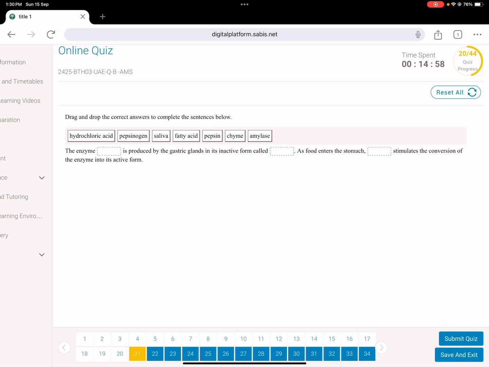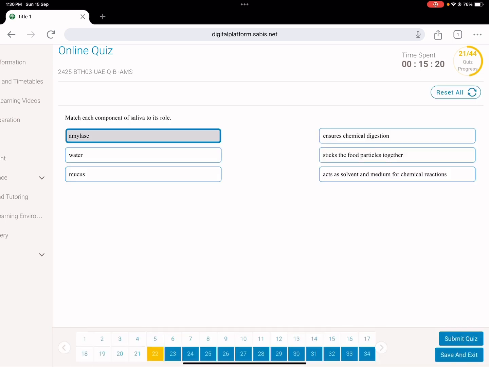The enzyme in the gastric glands, whenever we're talking about the gastric gland, it's going to be in the stomach. So what enzyme do we have in the stomach? Pepsin. It's released in its inactive form called pepsinogen, and as food enters, what stimulates the conversion? Remember we said hydrochloric acid.